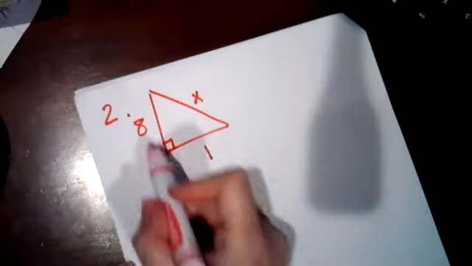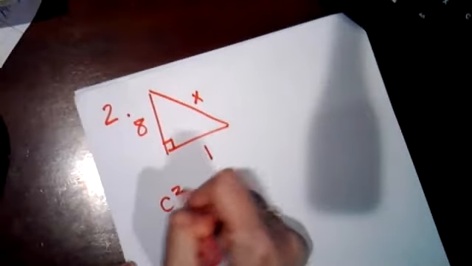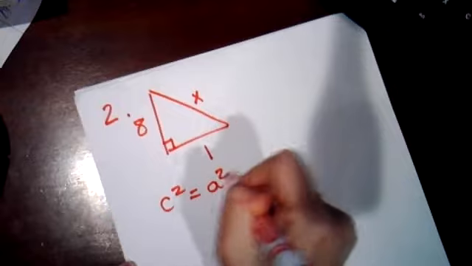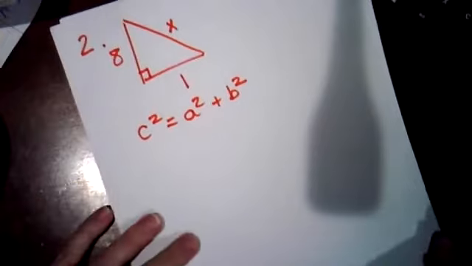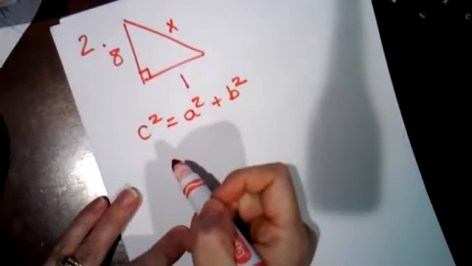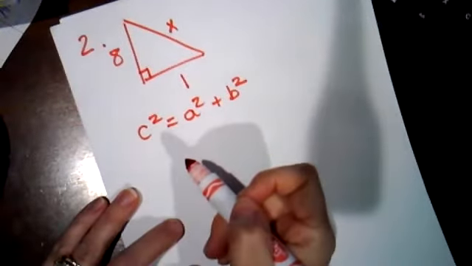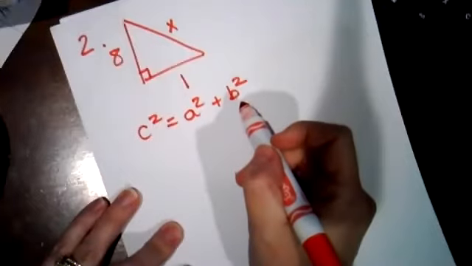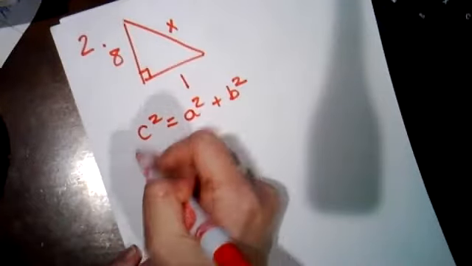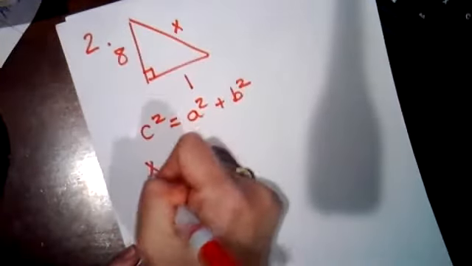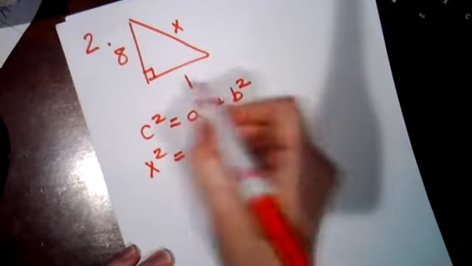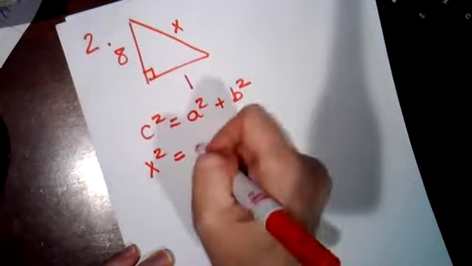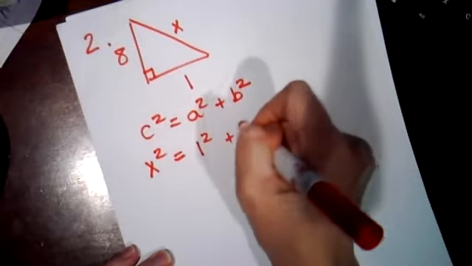Okay, we know these two are legs, and what I would suggest you do so that you can start to memorize this formula, because yes, you have to have this memorized for math class. It's one that a lot of people, even if they stop doing anything with math, they have this one down. Okay, so c squared, which is our x, we're going to say x squared equals a squared plus b squared. I don't care whether it's the 1 or the 8, so we're going to go 1 squared plus 8 squared.